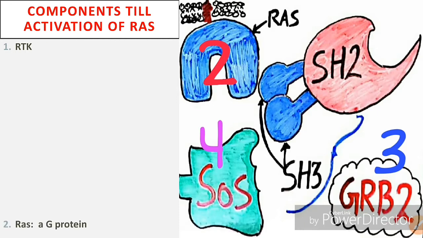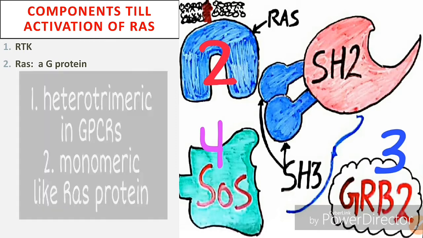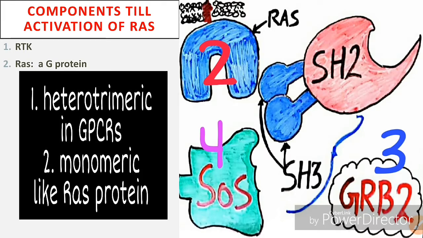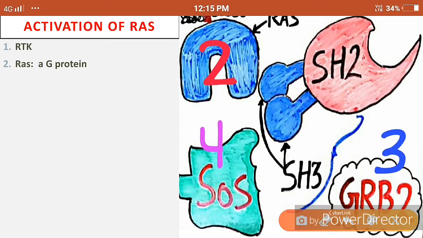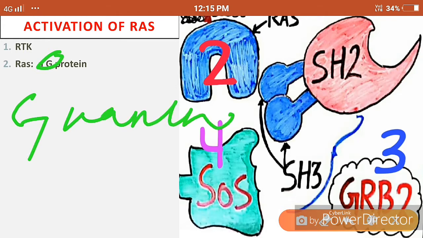The second component we have here is the RAS. This is a G protein and we have already encountered this in GPCRs, but the G protein involved in GPCRs is a trimeric protein, which is composed of alpha, beta and gamma subunits. But here in this RAS case, this is simply a monomeric G protein composed of only one subunit. Now, what is the meaning of this letter G here? This is representing guanine nucleotide.